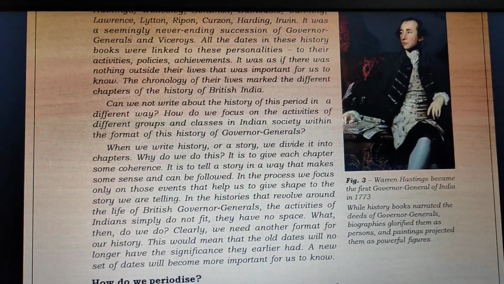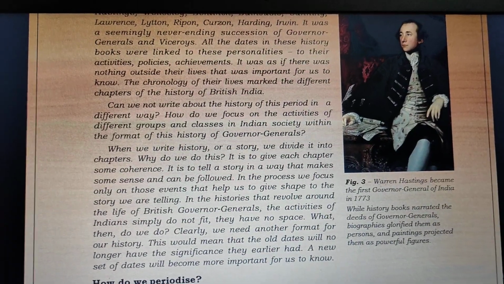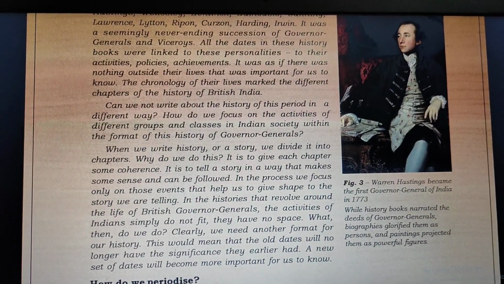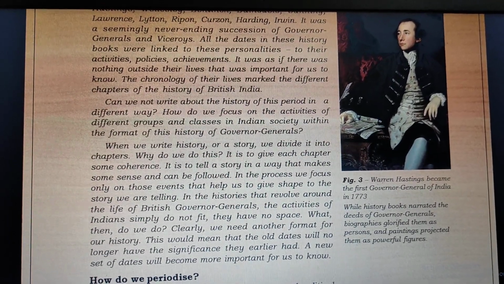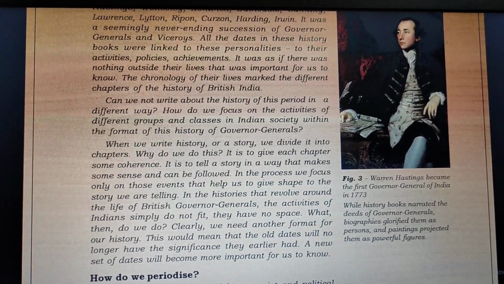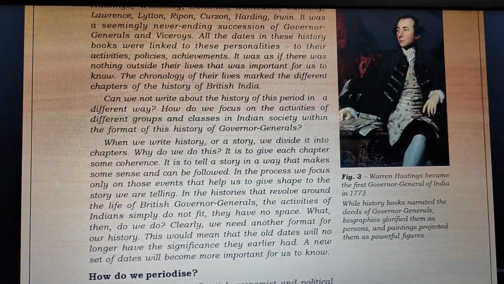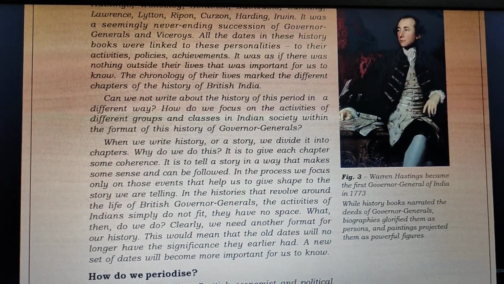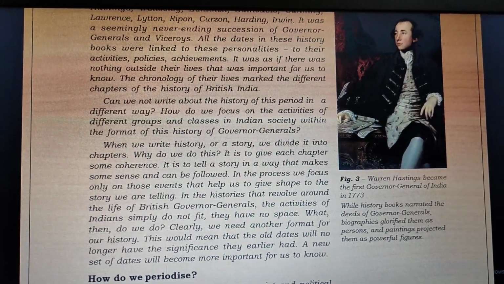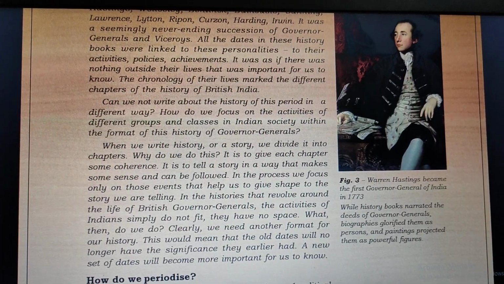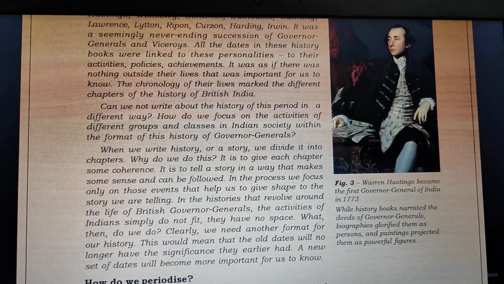When we write history or a story, we divide it into chapters. Why do we do this? It is to give each chapter some coherence. It is to tell a story in a way that makes some sense and can be followed. In the process, we focus only on those events that help us to give shape to the story we are telling. In the histories that revolve around the life of British governor generals, the activities of Indians simply do not fit. They have no space.